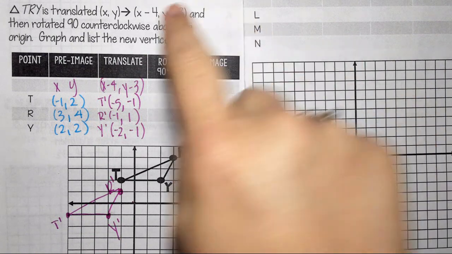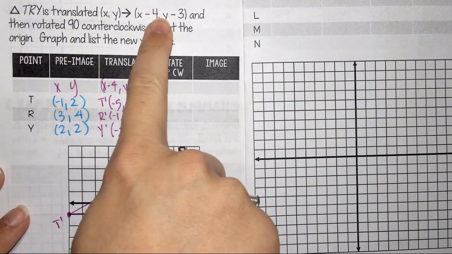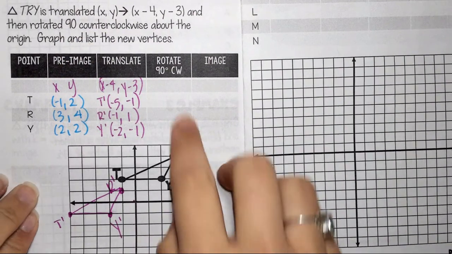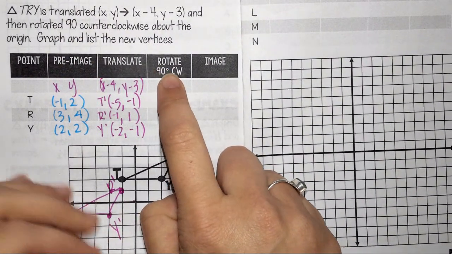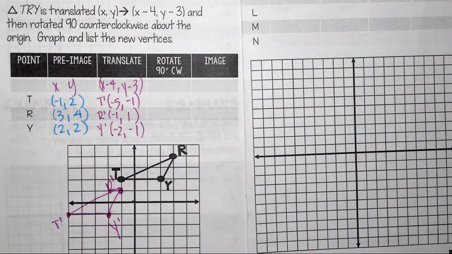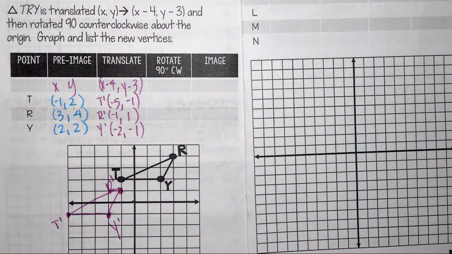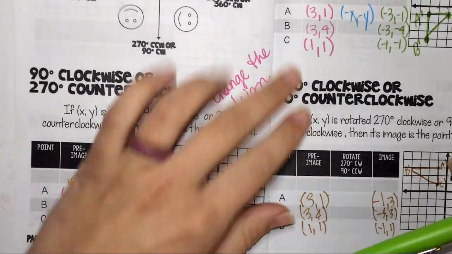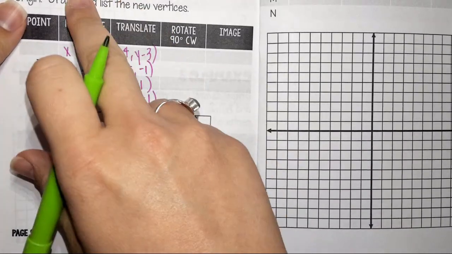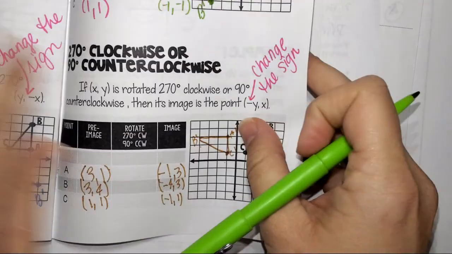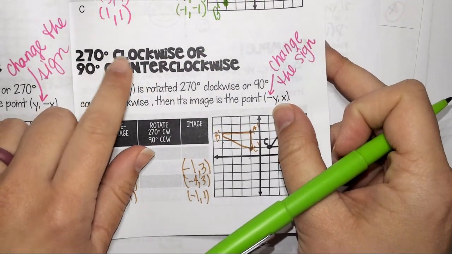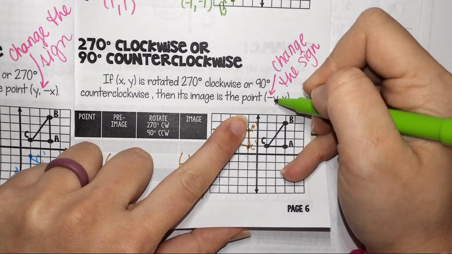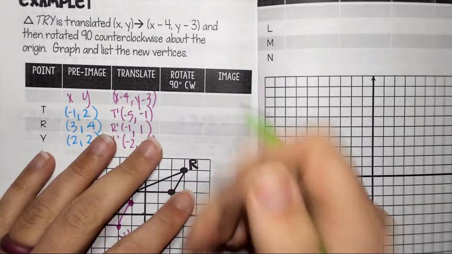It says translate it this many units and then rotate 90 degrees counterclockwise about the origin. This should be a CCW, not CW. So then to rotate counterclockwise, I'm going to go to my rotations. It says 90 degrees counterclockwise. I'm going to find 90 degrees counterclockwise, which is 270 clockwise. So for this one, you swap them and then change the sign of the y. So I'm going to write that right here.